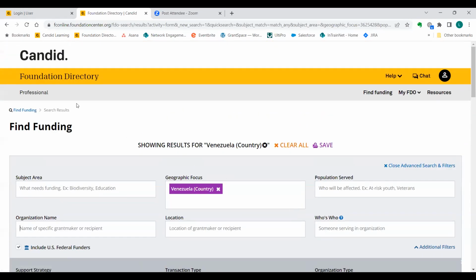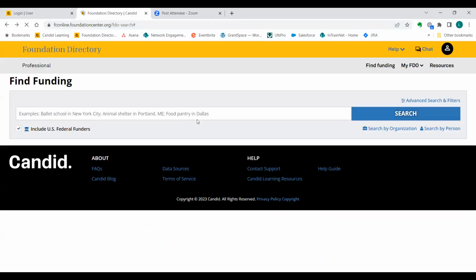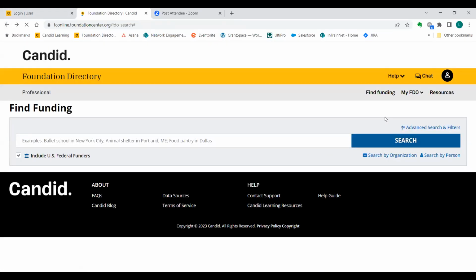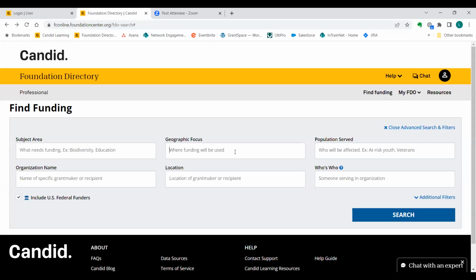That's what this means. That's why I say you still have to review each of the profiles, because if they're on this list, it means at some point they made a grant in Venezuela. It doesn't mean that that's necessarily their first priority. It doesn't mean that they are going to absolutely fund any organization in Venezuela that applies. It just means at some point they have made a grant in Venezuela.